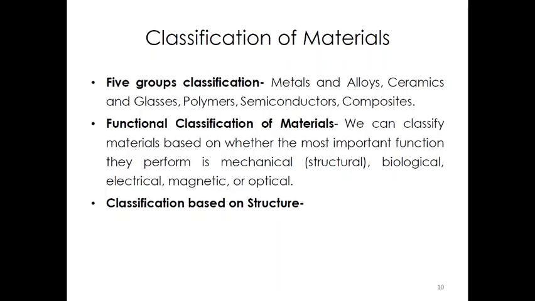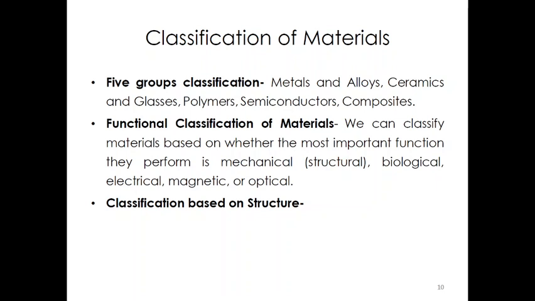Next is classification of materials. Here we will not discuss classification of materials in much detail. You just go through the textbook which is available to you and study the classification of materials. The first classification is based on a 5 group classification, where metals and alloys, ceramics and glasses, polymers, semiconductors and composites are classified. It is a very classical 5 group classification.